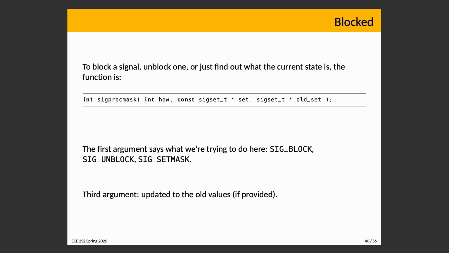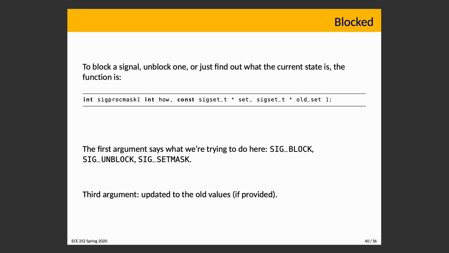If we set how to be SIG_BLOCK, then the signals that are in the set of the second argument will be added to the block list. If how means unblock, then the signals in the set are removed from the block list, and SIG_SETMASK says replace the block list with the set that is provided as the second argument. If you provide a third argument, a pointer to a sigset_t, that will be updated with the old value, so the previous state, so you can save that for later if you need it, or if you want to restore it.